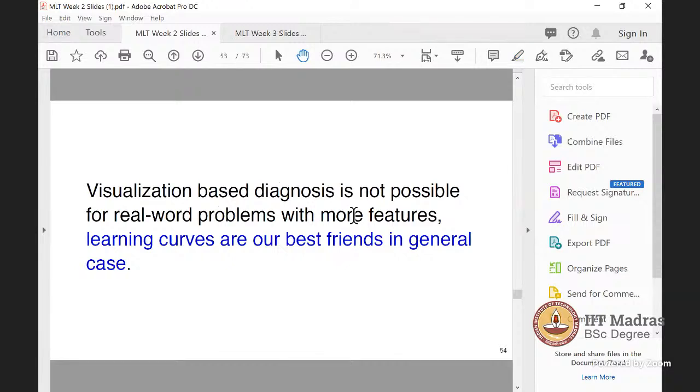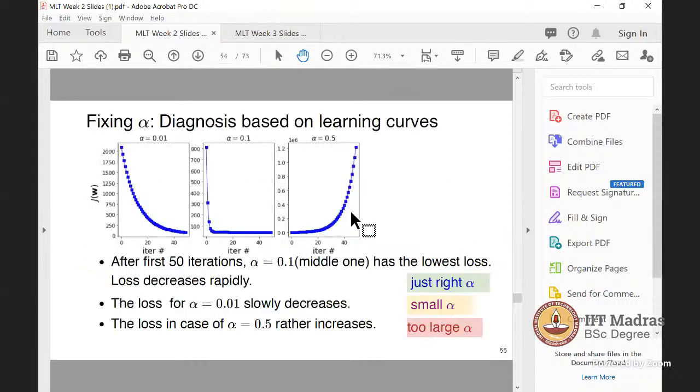And this is a very important point: for all real world problems where the number of features is more than 2, it is not possible to actually visualize these loss functions. Now, this alpha, the learning rate, is a very important parameter, and it can decide whether our training is happening smoothly, happening at all, or whether we are actually moving away from our optimal solution.